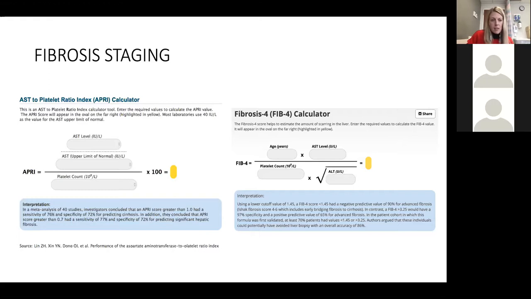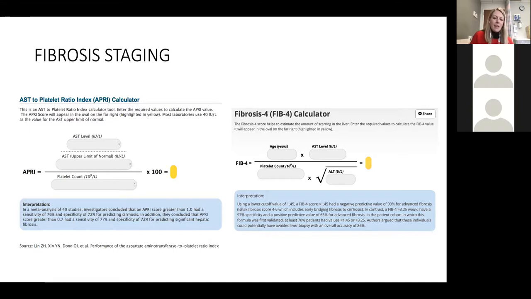From a non-invasive lab perspective, there are certain calculators that can help assess the degree of fibrosis. So there's the APRI calculator, which is the AST to platelet ratio, and then there's the FIB4 calculator. Both of these can be found on the UW Hepatitis C online site. They can also be found on the UW Hepatitis B online site, or you can just Google them. And the APRI takes into consideration someone's AST and their platelet count to give you a score that prognosticates their degree of fibrosis.